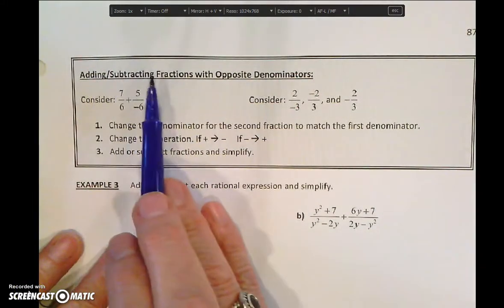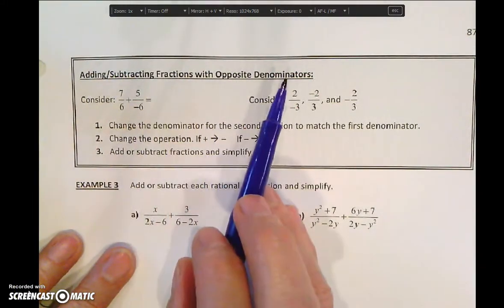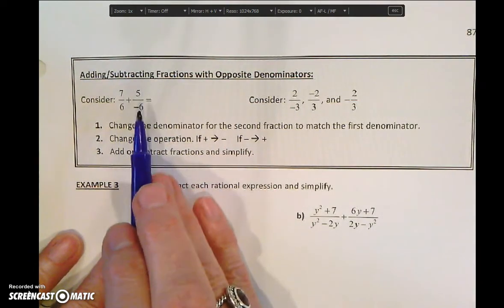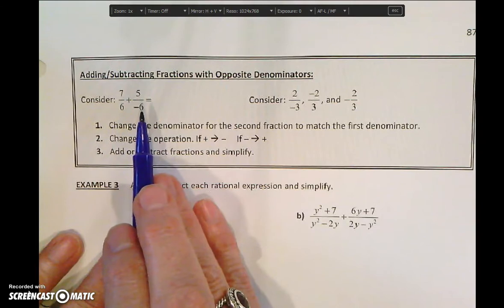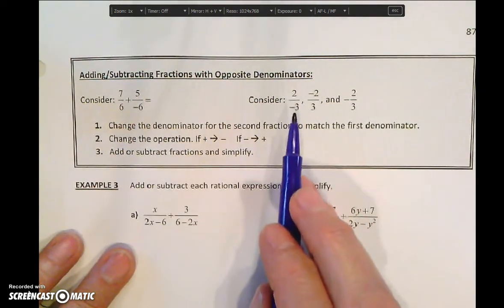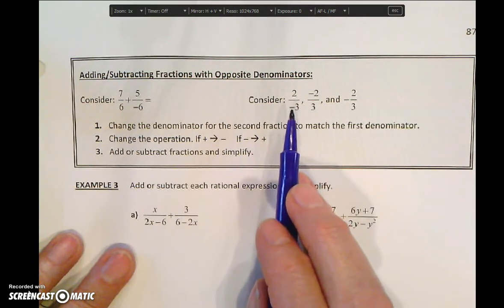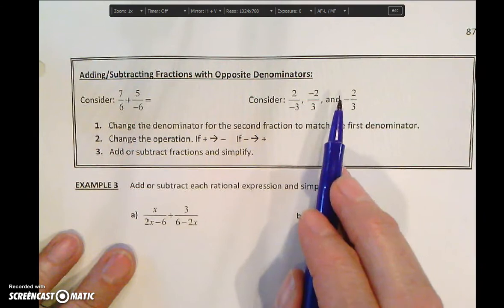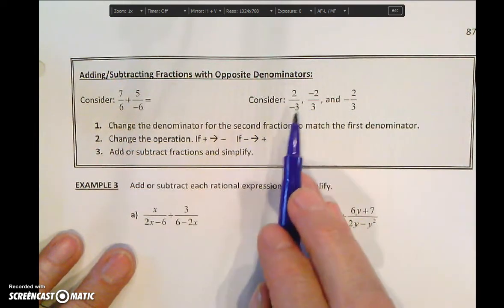This will be adding and subtracting fractions with opposite denominators. So for example, 7/6 plus 5 over a -6. When we do this, we're going to remember that a fraction can have the negative sign either in the denominator or in the numerator or just out in front. So they're all the same value.